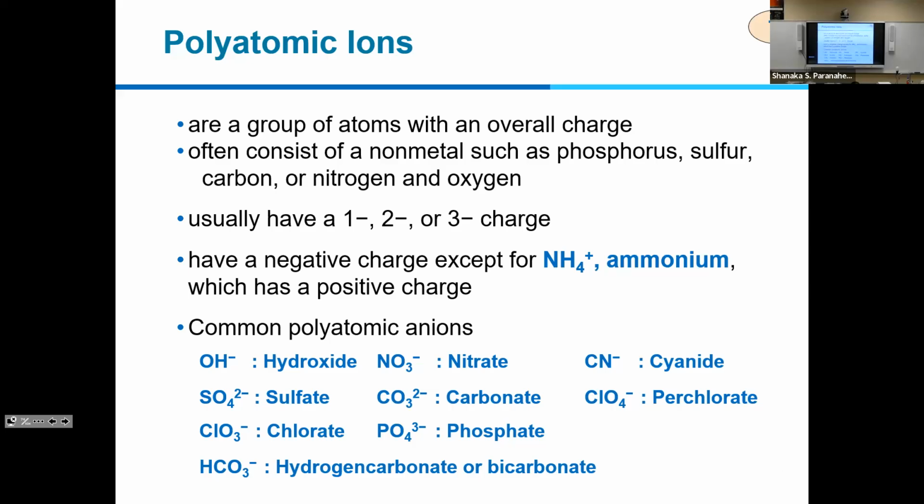Types of ionic compounds. So mainly we learned two different types of ionic compounds: group 1 metal plus non-metal from group 5 to group 7, and transition metal plus non-metals from group 5 to group 7. So today we are going to talk about different types of ions, and these ions are called polyatomic ions.